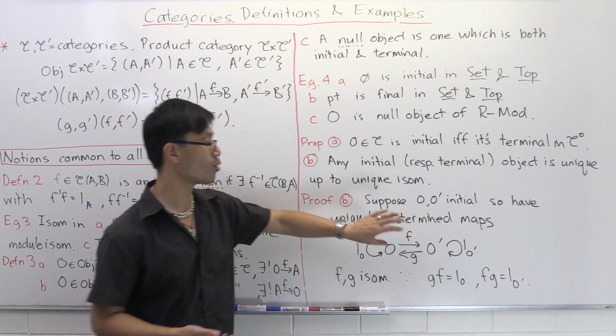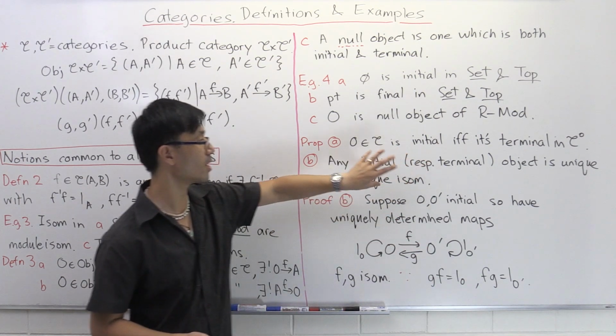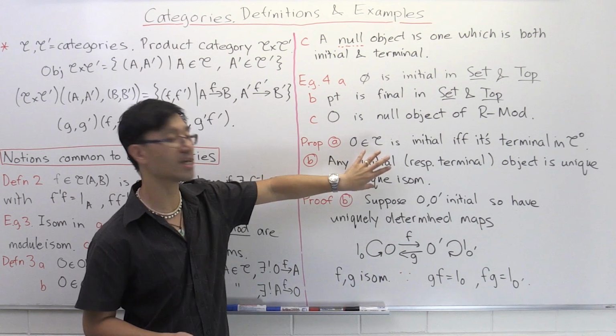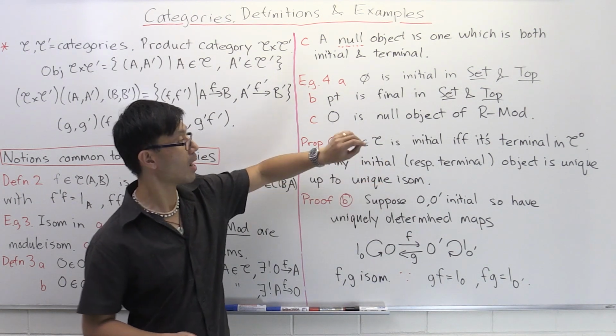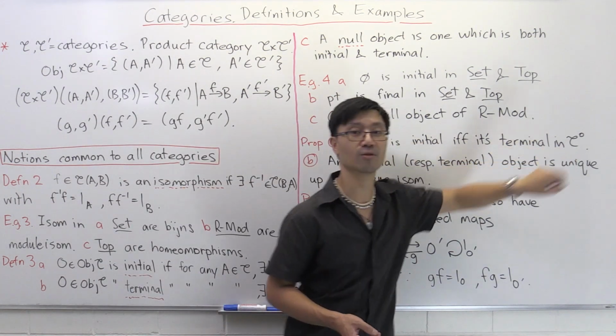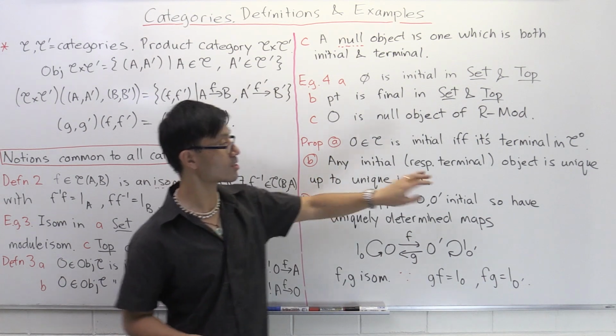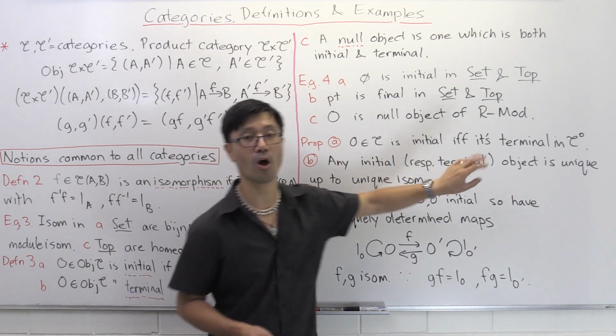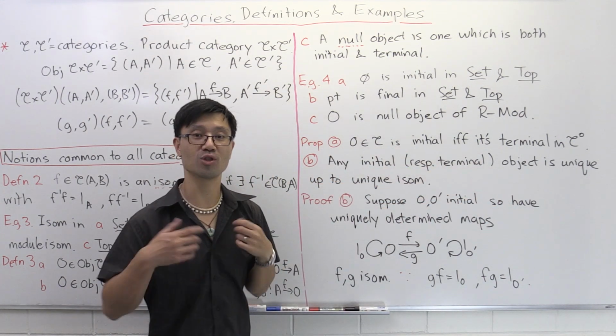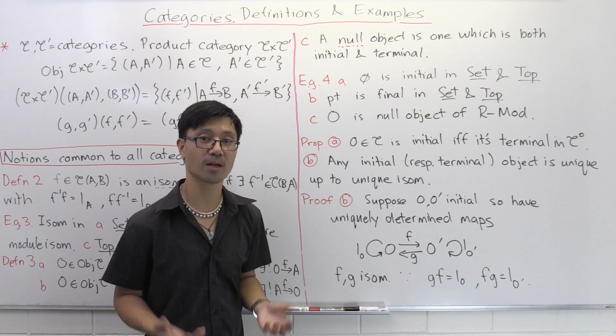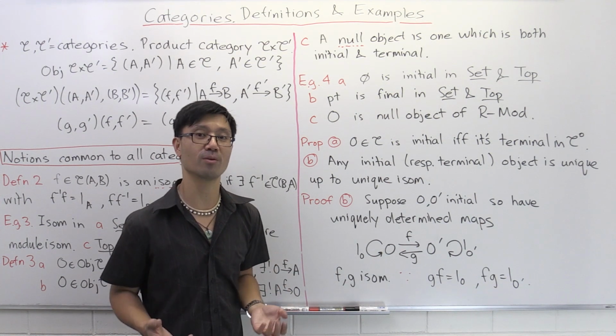And that way we've proved that initial objects in this category are unique up to unique isomorphism, and applying this result to the opposite category and using part A shows that also any terminal object is unique up to unique isomorphism. I hope you enjoyed this adventure in pure mathematics.